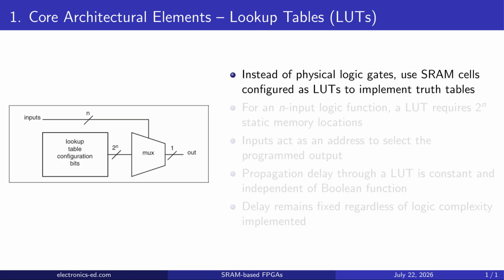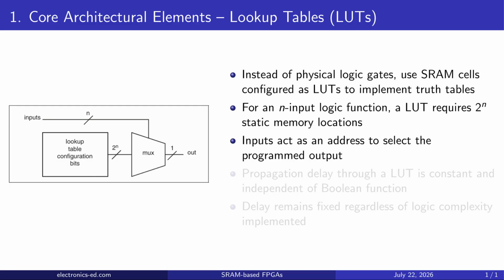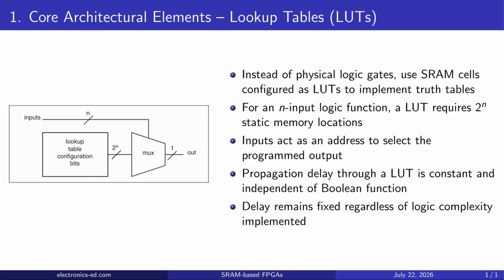Instead of using physical logic gates, we use SRAM cells configured as LUTs to implement truth tables. For an n-input logic function, a LUT requires 2 to the power of n static memory locations. The inputs act as an address to select the programmed output. The propagation delay through a LUT is constant and independent of the Boolean function. This delay remains fixed regardless of the logic complexity you implement.